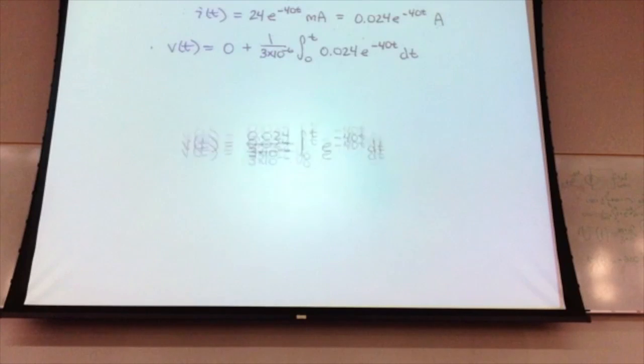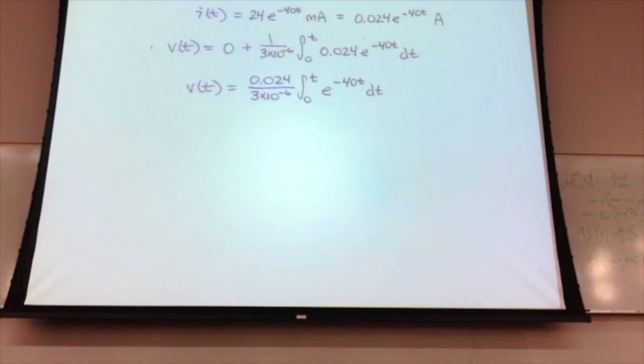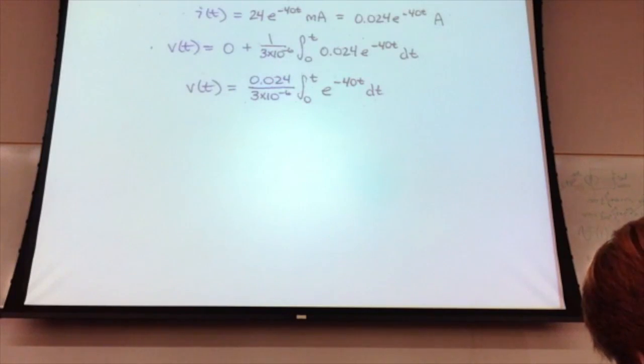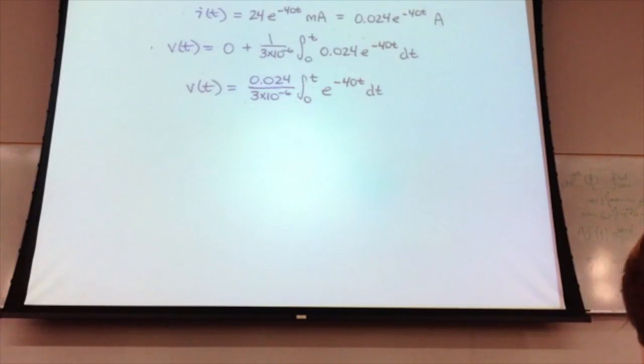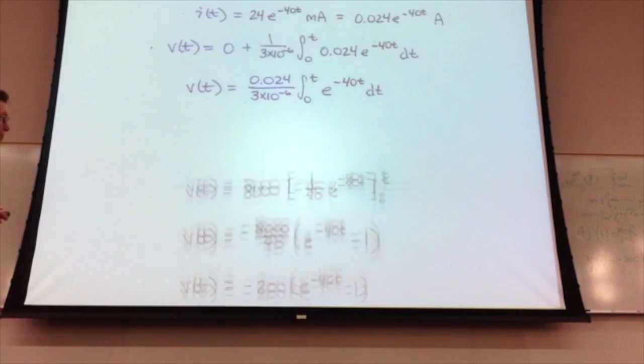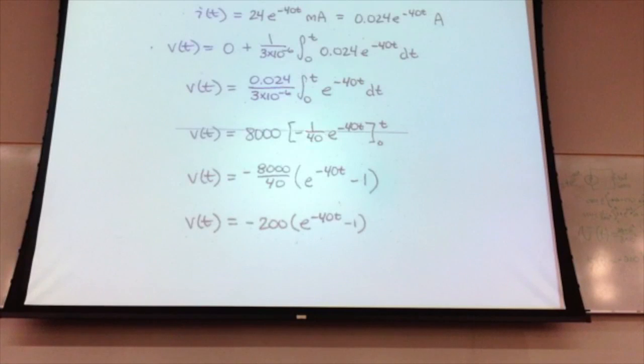Here's V of 0. So let's get all these numbers outside the integral, take them out, with e to the minus 40t left alone. Now we go over and say, okay, in my bag of tools, there it is. I'm just going to pull it out and evaluate it. So we get minus 200 times e to the minus 40t minus 1. This is what we got there.